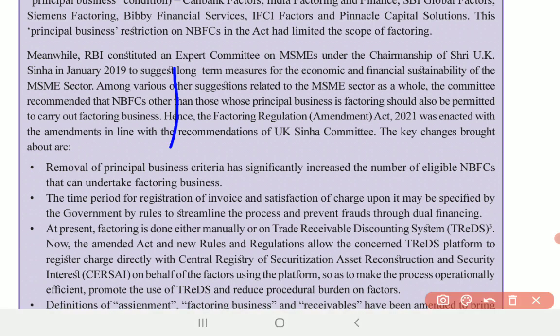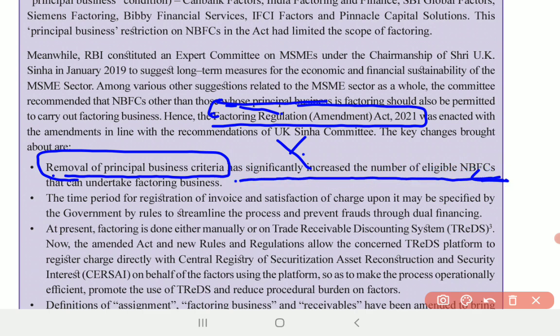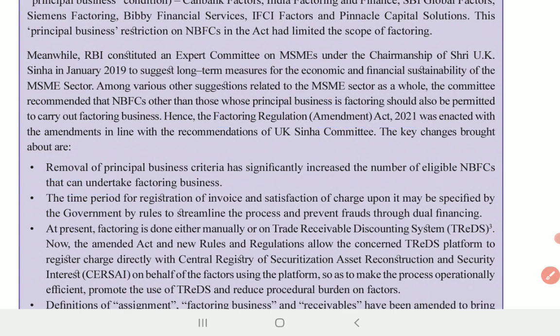Based on the recommendations of the Sinha committee, the government allowed this, and the Factoring Regulation Amendment Act 2021 was passed. It has allowed NBFCs which are not involved in factoring as a principal business. The principal business concept as a whole was scrapped. So the principal business criteria was removed. This significantly increased the number of NBFCs taking part in factoring business. So this is it for today.